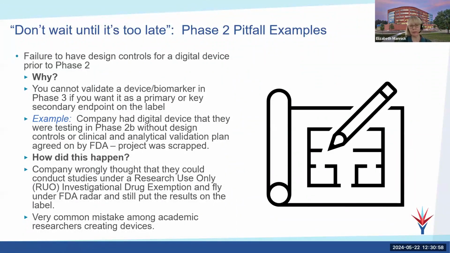An example is a company had a digital device that they were testing in phase 2b without design controls, and they hadn't agreed on a clinical and analytical validation plan with the FDA, ending up in the project being scrapped. How did this happen? The company wrongly thought they could conduct studies under a research use only investigational drug exemption, investigational device exemption, and fly under the FDA radar.